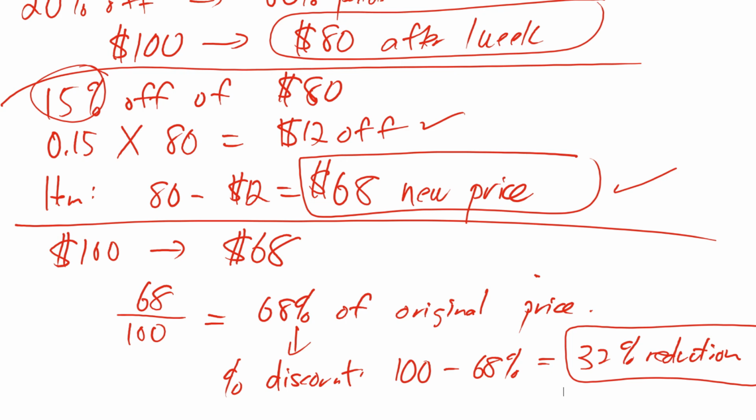So when you have multiple percentages being applied to an original amount, you can't just add or subtract the percentages to get the final reduction. You have to do the calculation separately for each part and figure out what that final amount is.